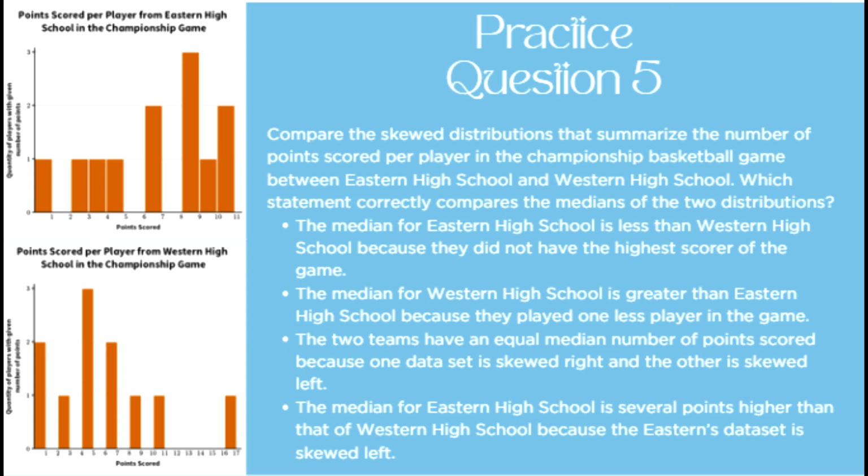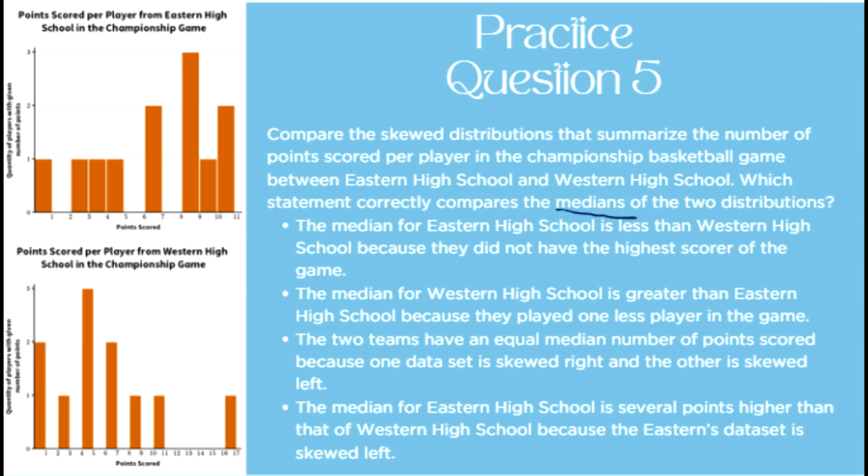Practice question number 5. Same data as we were dealing with before. Compare the skewed distributions that summarize the number of points scored per player in the championship basketball game between Eastern High School and Western High School. Which statement correctly compares the medians of the two distributions? So we're looking for the median this time.